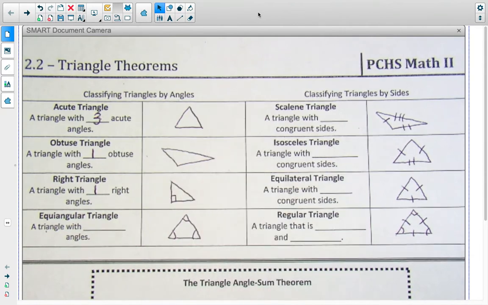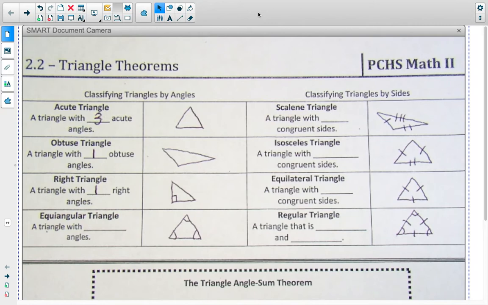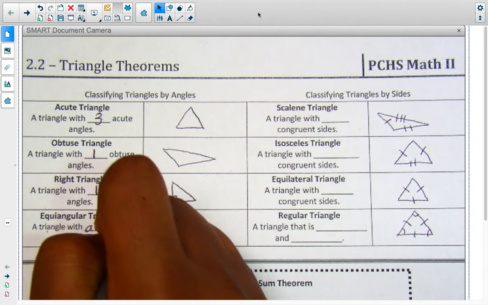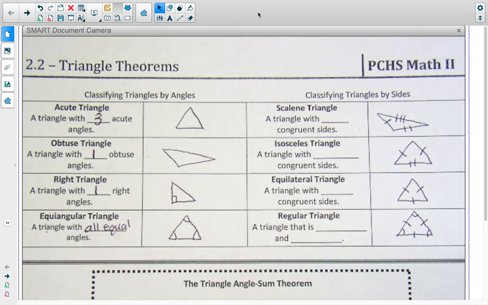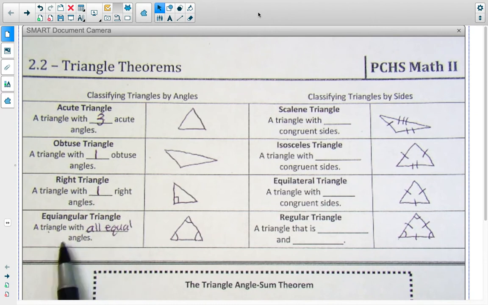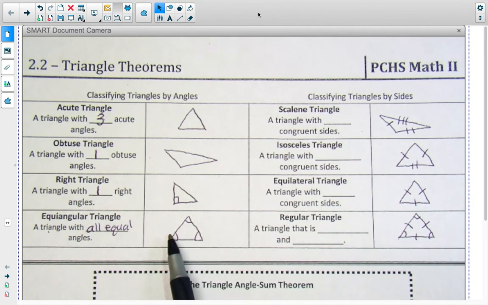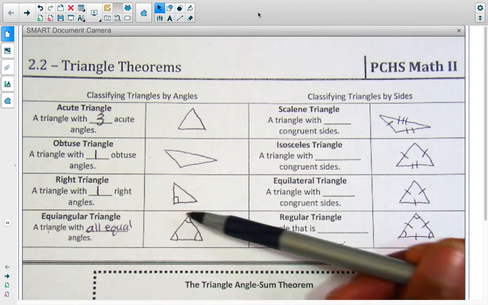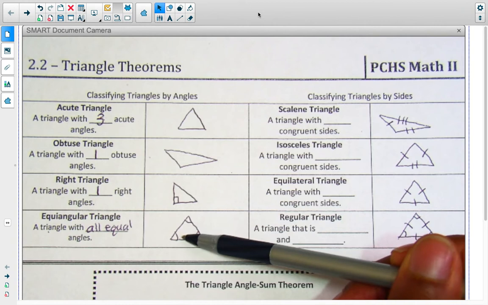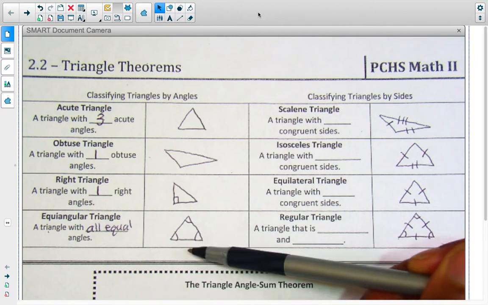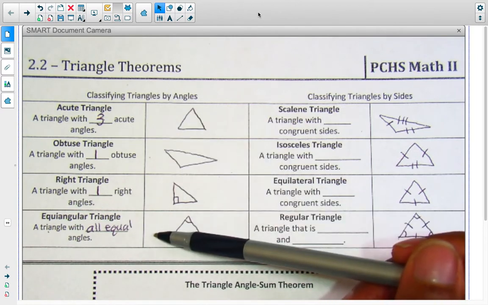An equiangular triangle is a triangle with all equal angles. So here we are, and all of these angles are going to be the exact same measurement. If there's 180 degrees in a triangle, then if I do 180 divided by 3, each of these has to be 60 degrees. So 60 plus 60 plus 60 would give me the 180 degrees that are in a triangle. Those are the types of triangles by angles.